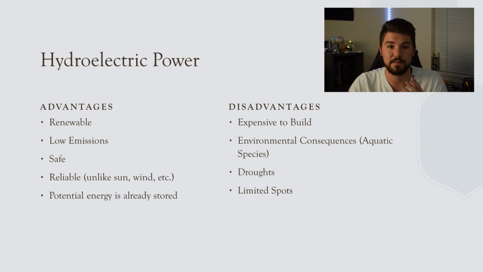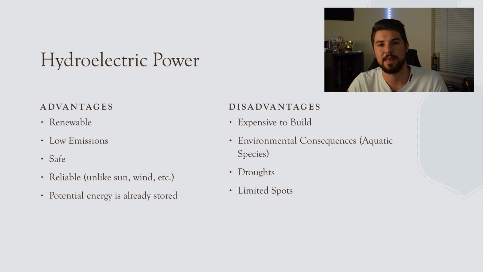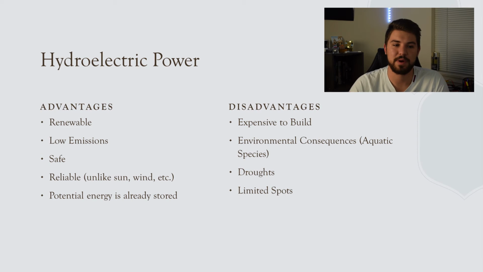Migration patterns of fish become blocked off by this dam in the way, basically, if they're going downstream or upstream. Now, a lot of dams have tried to combat this by building fish elevators that allow fish to migrate freely, but it still isn't ideal for these migratory fish species.